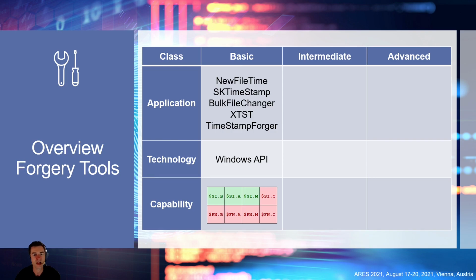With the help of the Windows API set file time, these tools can set the timestamps for both access and modification in standard information only. Remember, these are the only 3 file times which are visible for users.